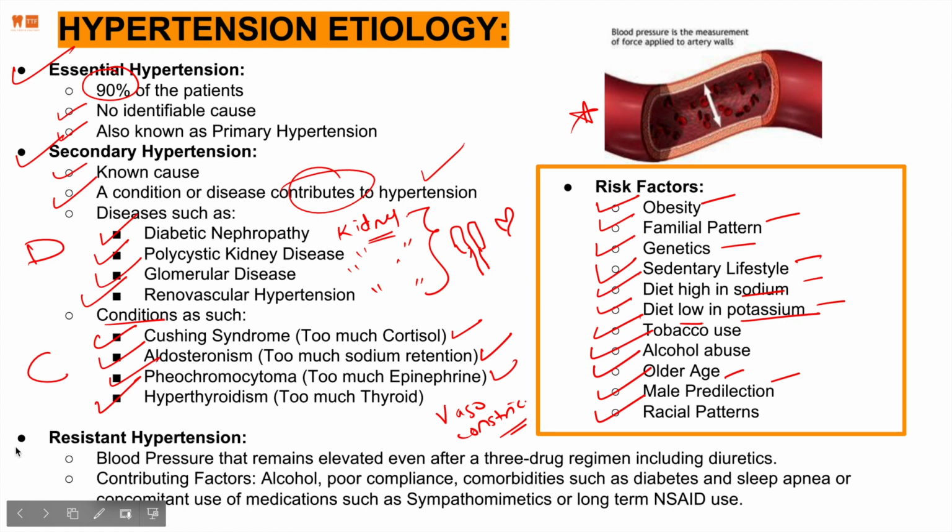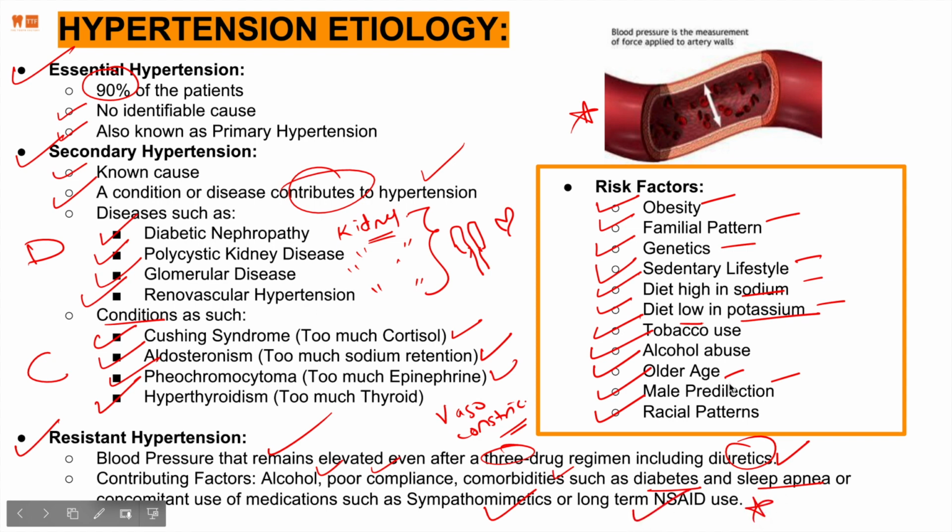In resistant hypertension, blood pressure remains elevated even after a 3-drug regimen including diuretics. That's resistant hypertension. Contributing factors: we have alcohol, poor compliance of medication, comorbidities such as diabetes, sleep apnea, or other uses of medications such as sympathomimetics and long-term NSAID use.